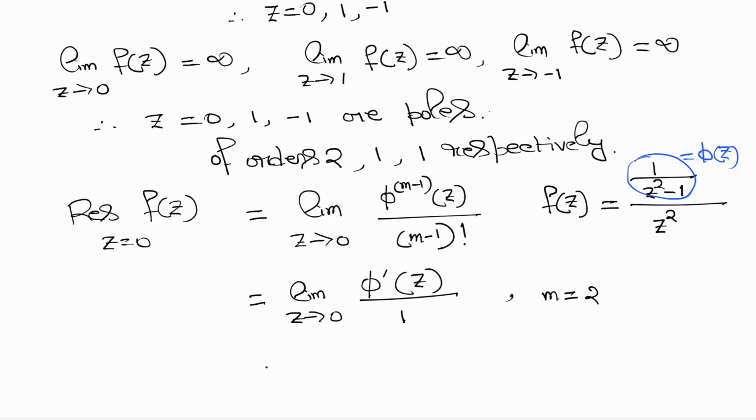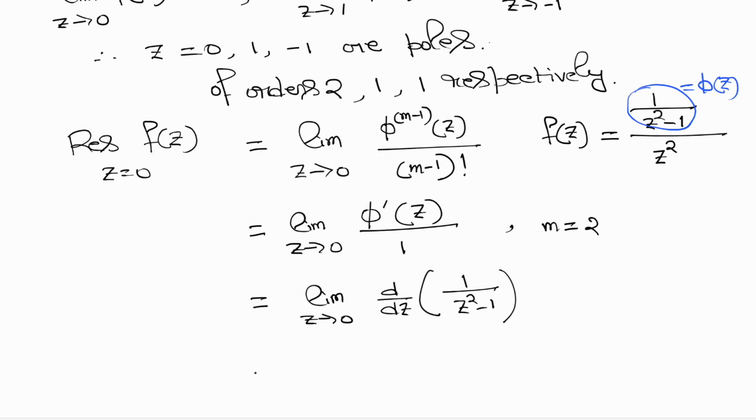Now putting the value of phi(z), this will be equal to the limit as z tends to 0 of the first order derivative of this function phi(z), that is d/dz of 1/(z^2 - 1). Now if we compute this derivative, it will be equal to the limit as z tends to 0 of -2z divided by (z^2 - 1) whole square. Now put the value z = 0, we will get 0. Therefore, the residue of f(z) at z = 0 is equal to 0.